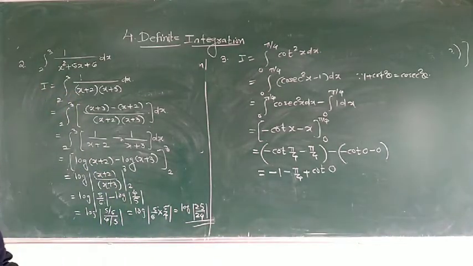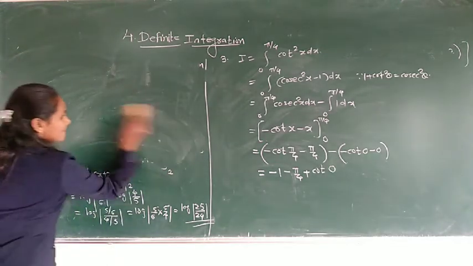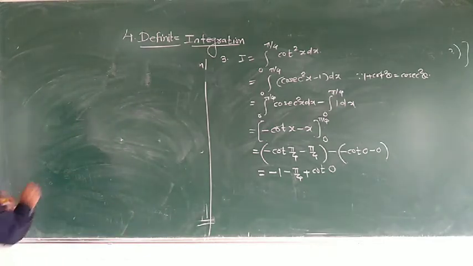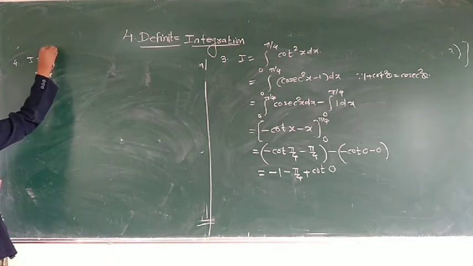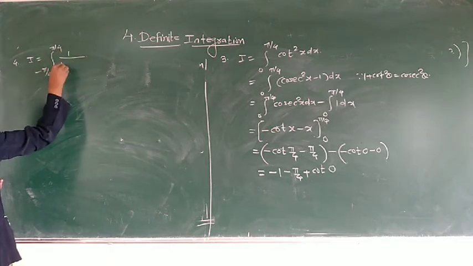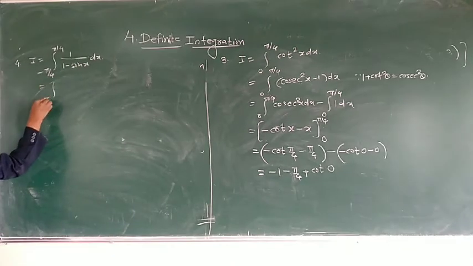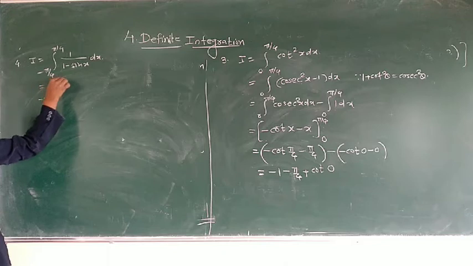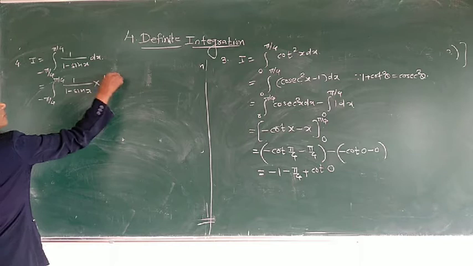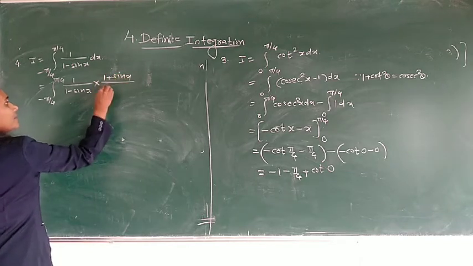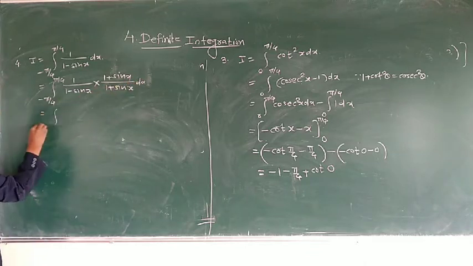Now see the next question: integration from minus pi by 4 to plus pi by 4. Let I be equal to the integration from minus pi by 4 to pi by 4 of 1 upon 1 minus sin x. So here take rationalization first: 1 upon 1 minus sin x into 1 plus sin x divided by 1 plus sin x.